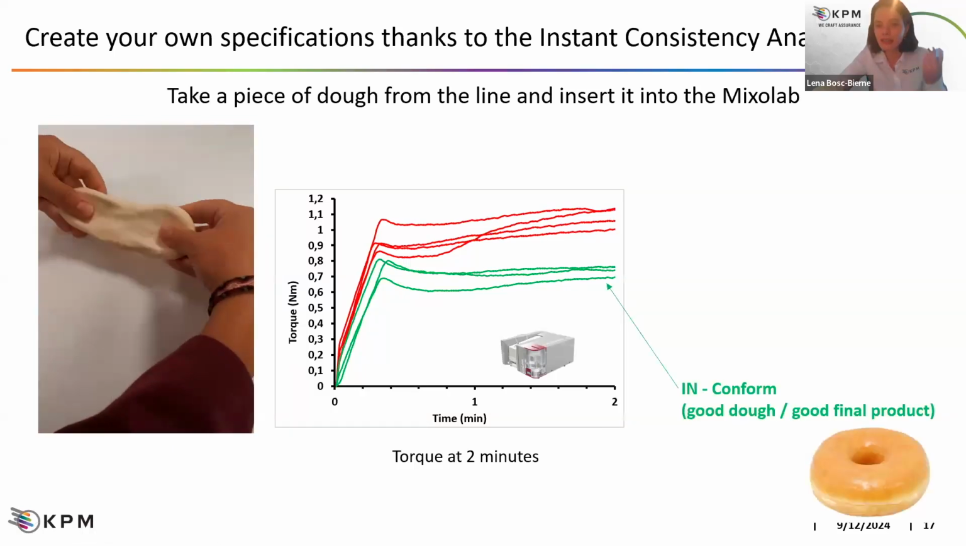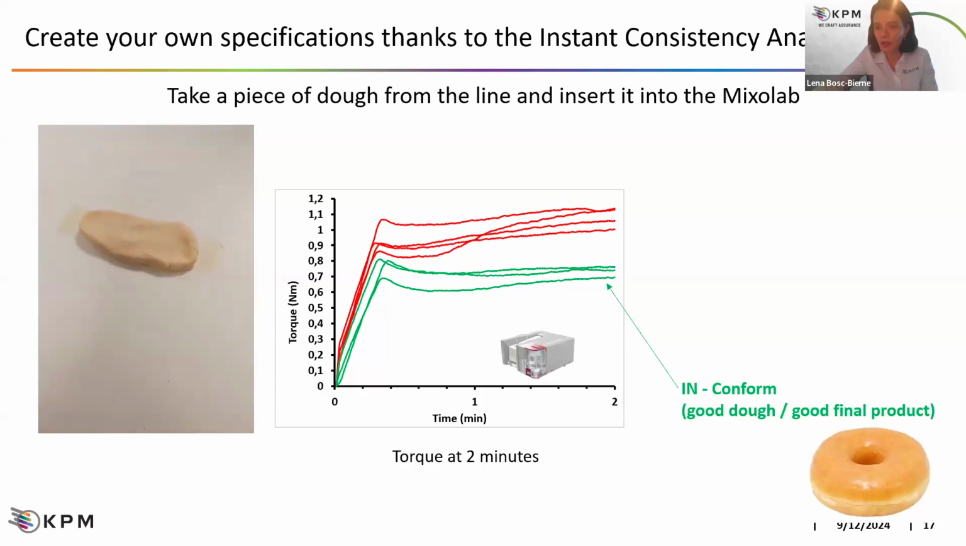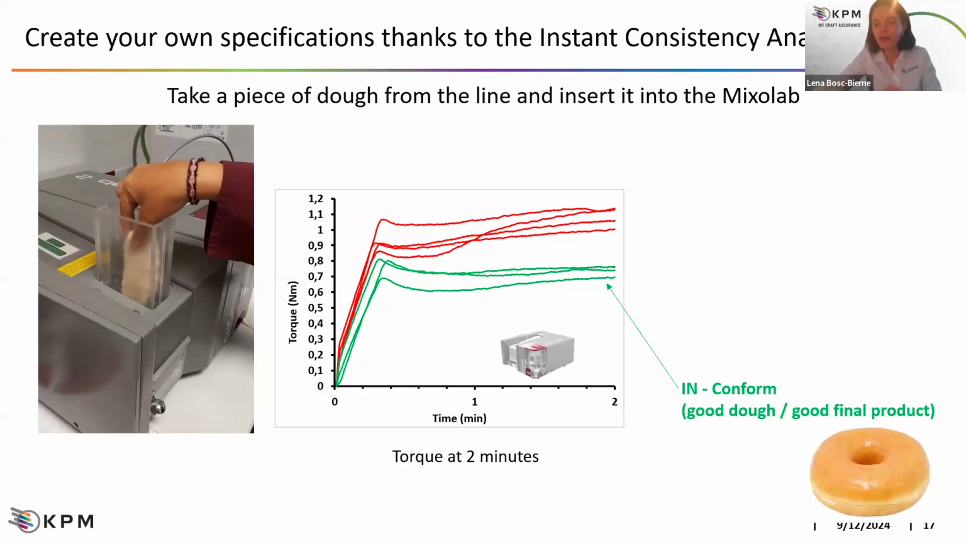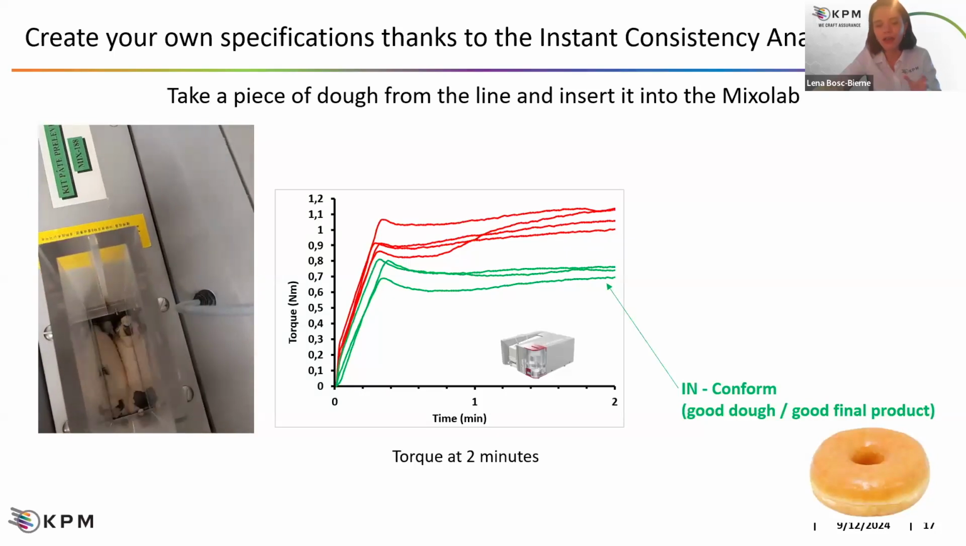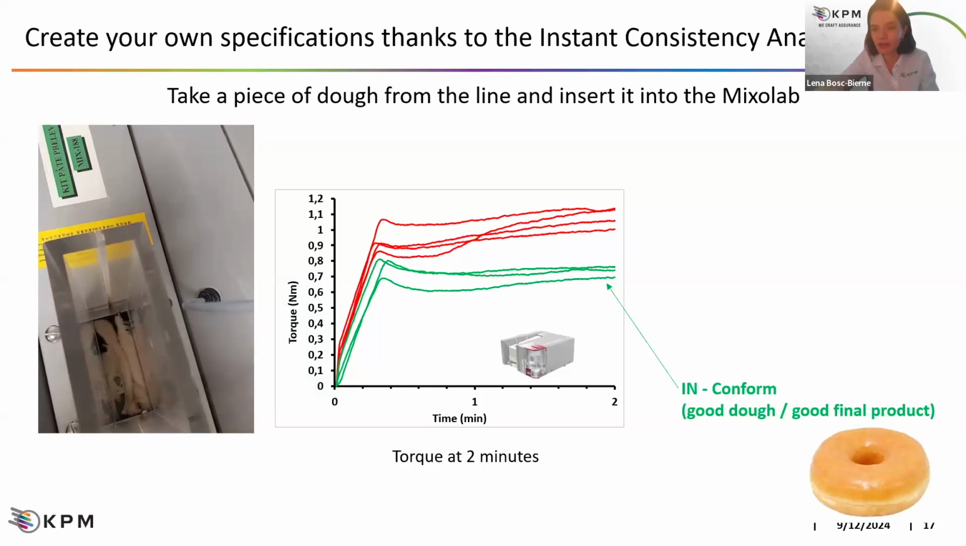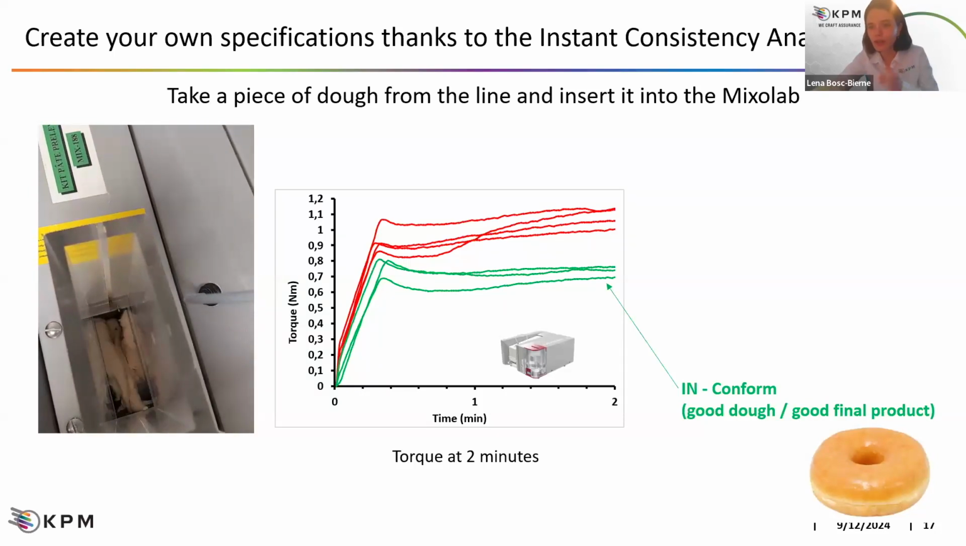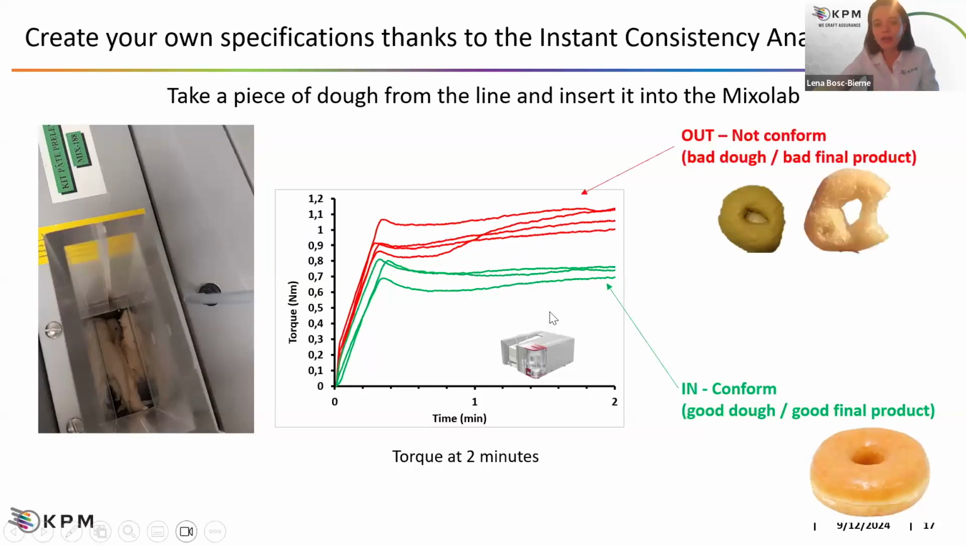And here, this is a study that we made for a bagel producer. We measured the dough quality at the end of mixing, and we monitored the production to see which dough was giving a good final product. All the green curves here were giving a good final product, and all the red ones were giving a final product that was not conforming, specifically with the hole being deformed or not apparent enough.